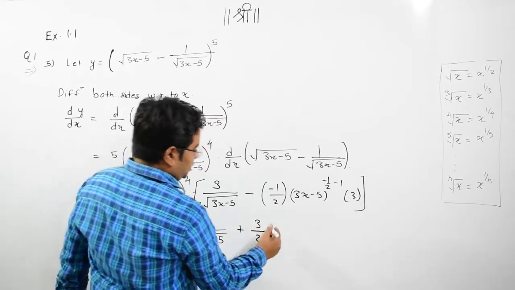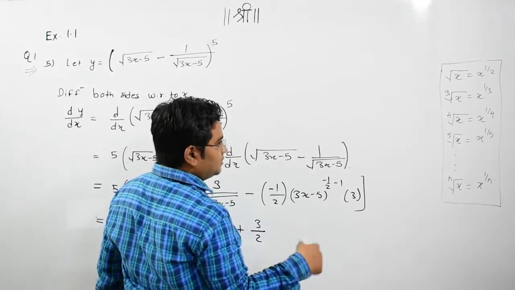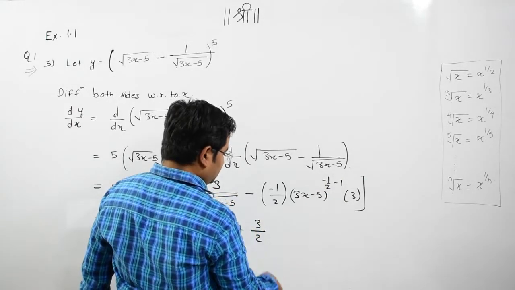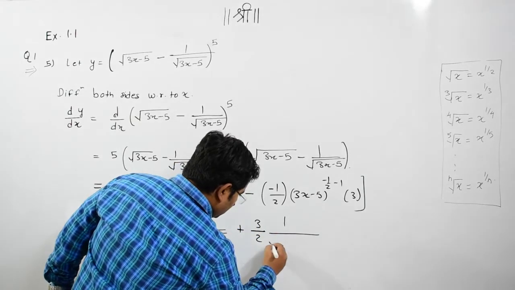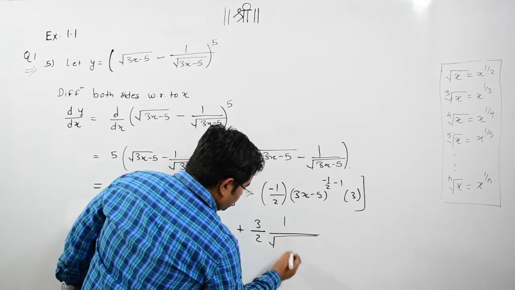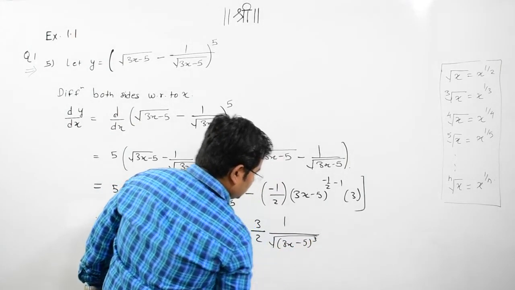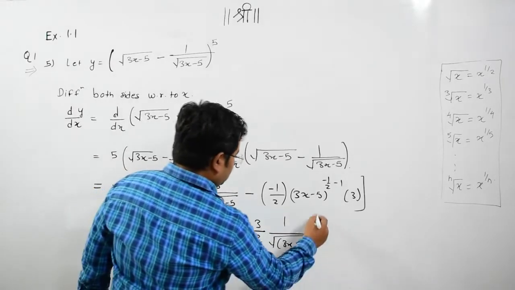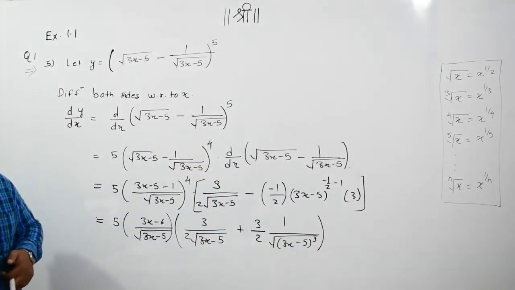Understood? Good. Now next step, what is this? Okay, this is nothing but minus 3 by 2. So minus 3 by 2 will lead to this 1 upon under root of 3x minus 5 bracket cube. Okay, done. Let's see whether we are correct or wrong.